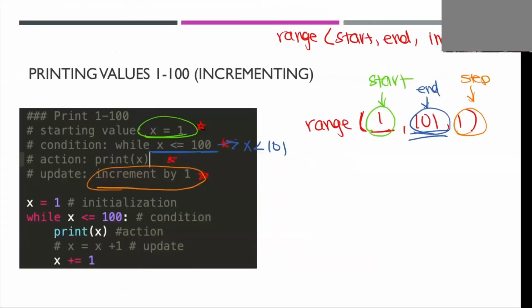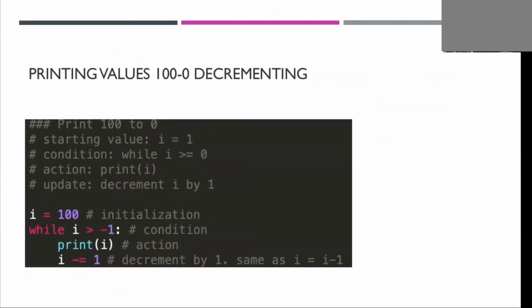So that was not too bad, hopefully. Let's move on to the next one, which is 100 to 0 this time. So instead of 1 to 100, we're doing 100 all the way down to 0. Once again, everything that you need is on this slide. What would our range be? What would the range that we need to use be? So remember, start and step.